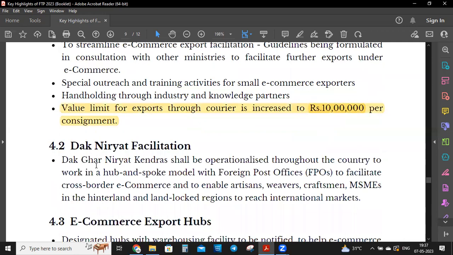Dak Niryat facilitation. Dak Ghar Niryat Kendra shall be operationalized throughout the country to work in a hub and spoke model with foreign post offices to facilitate cross-border e-commerce and to enable artisans, weavers, craftsmen, MSMEs in the hinterland and landlocked region to reach international market. Friends, ये न्यू स्कीम है डाक निर्यात फैसिलिटेशन. इससे क्या होगा कि जो भी लोग हैं जो हिंटरलैंड में हैं, लैंडलॉक एरियाज में हैं, वहां भी वो एक्सपोर्ट कर पाएंगे with the help of डाक निर्यात फैसिलिटेशन केंद्र. ओके.